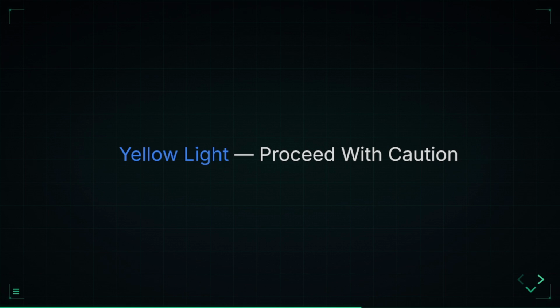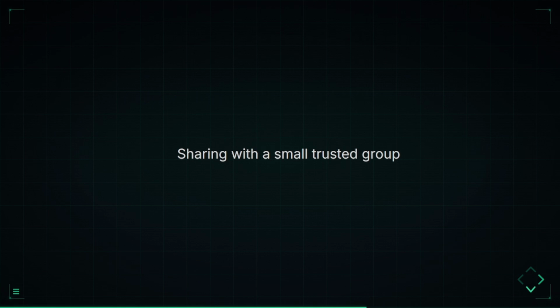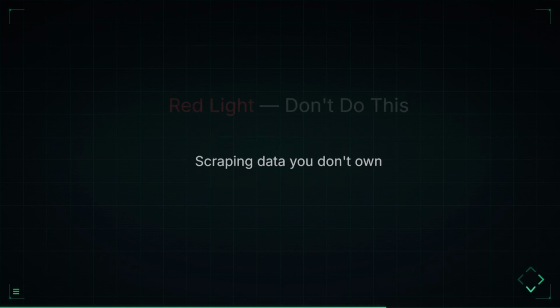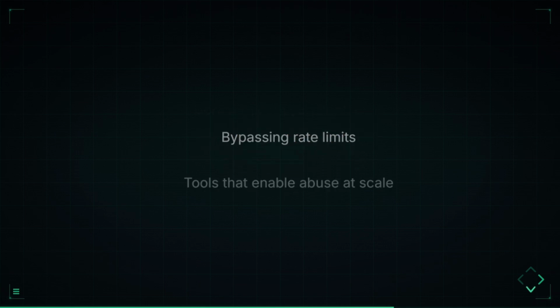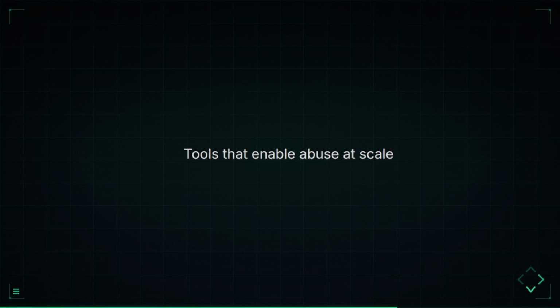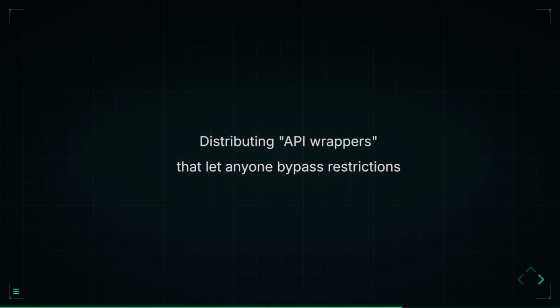Now here are a few yellow light things to keep in mind, to proceed with caution. Are you sharing this with a small trusted group? Do so cautiously. Teaching others the process, or any other use case that might scale, you might want to exercise caution. Now, these are the red lights. Don't do these. Scraping data that you don't own, bypassing the rate limits, tools that enable abuse at scale being used with this API, distributing API wrappers that let anyone bypass restrictions.